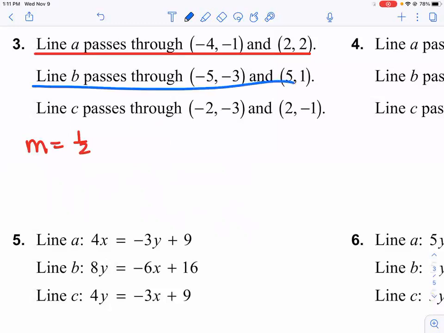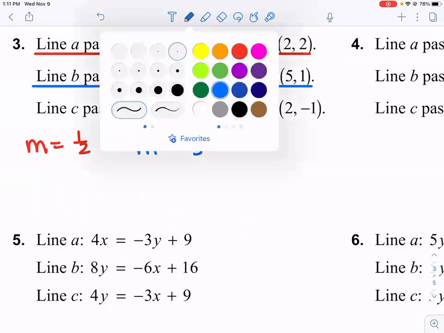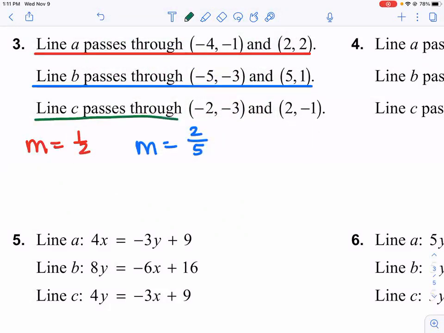Okay. Line B. Preston, what'd you get? 2/5? Yeah. Okay. And then green looks good. Aiden, what'd you get for line C? 2? So what you got? 1/2.